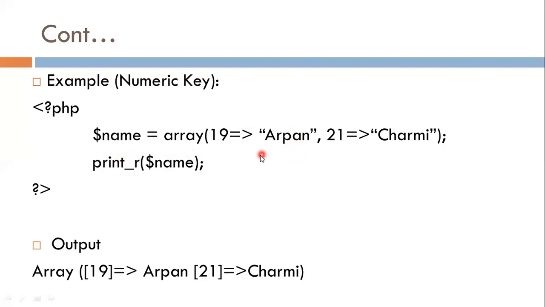Then after creating the associative array, in the next line I write one statement, print_r, which is used to print an array, same as a numeric array, and in brackets write the array name, which is $name. So this script generates an output like this: Array, 19 which is a key associated with student name Arpan, 21 is a key associated with Charmi. So here we can see that these keys are not in a sequence. They are random.